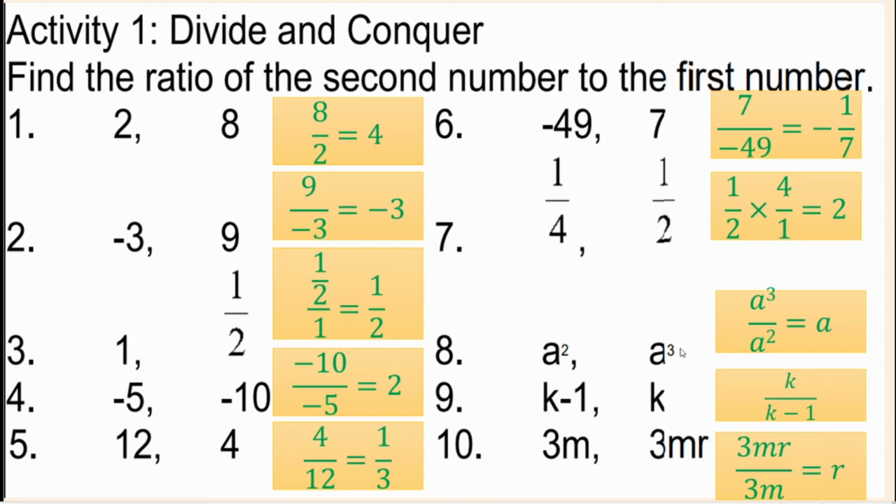a squared and a cubed. So a cubed divided by a squared is equal to a. k minus 1 and k. So that will be k over k minus 1. 3m and 3mr. So this will be 3mr over 3m is equal to r. So we can cancel 3 and m. So we're going to get r.